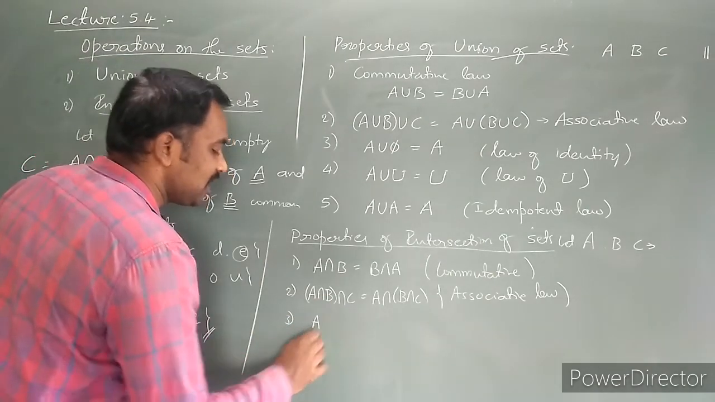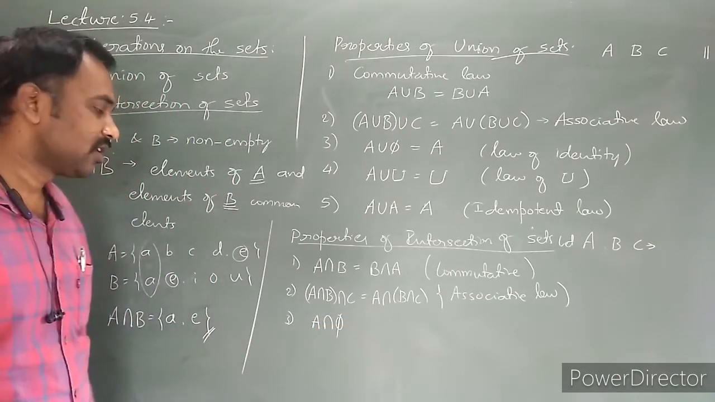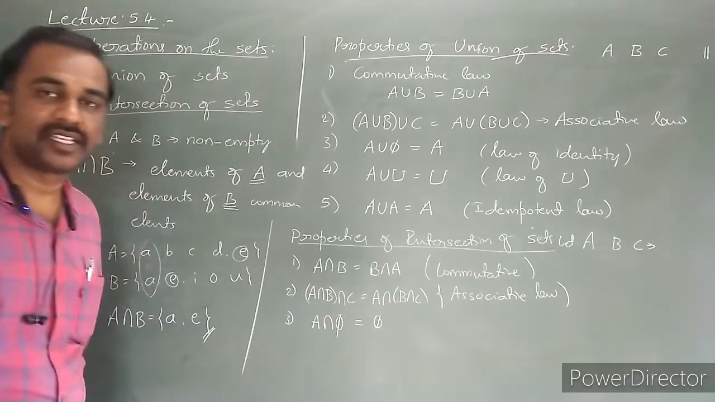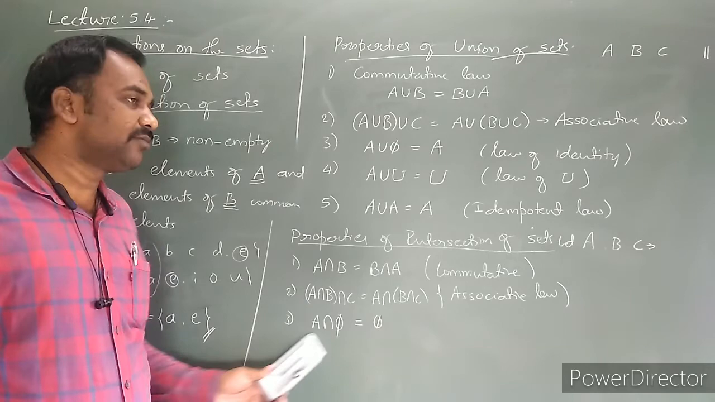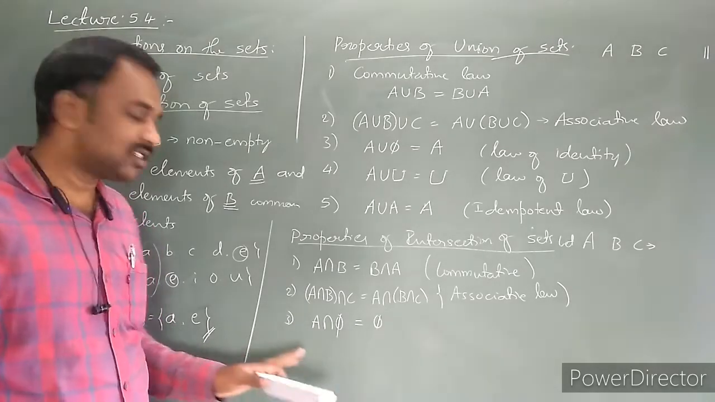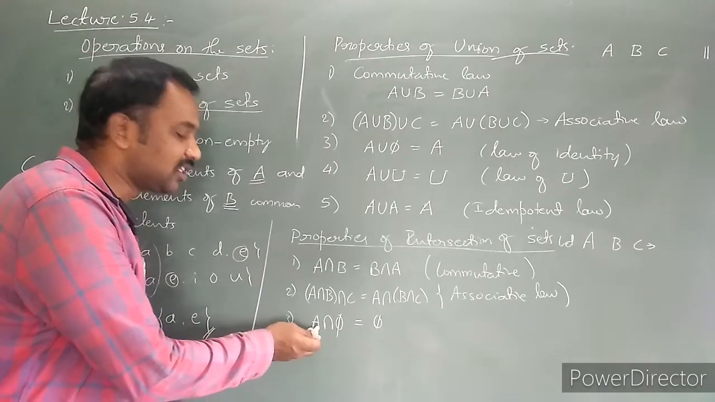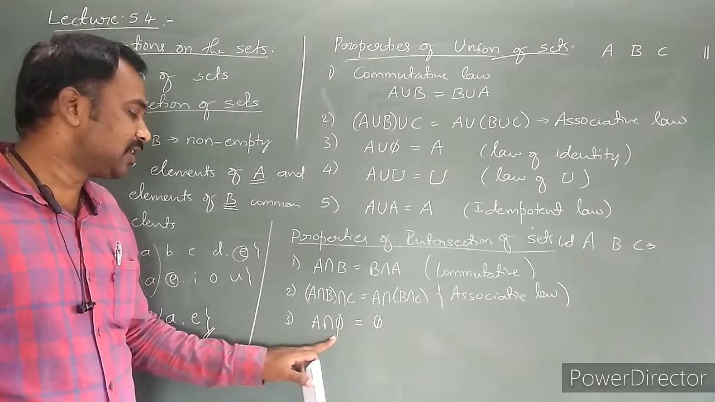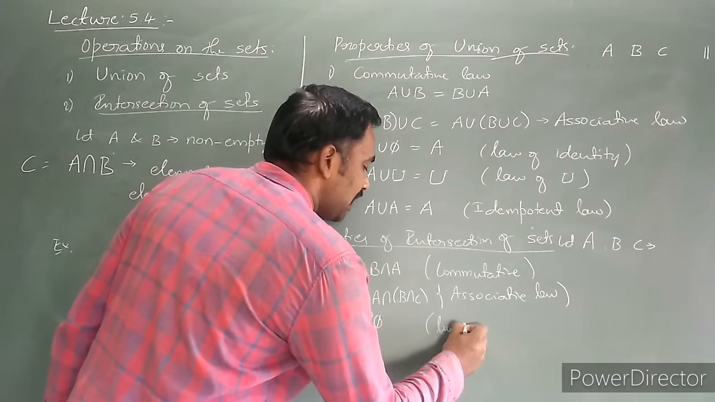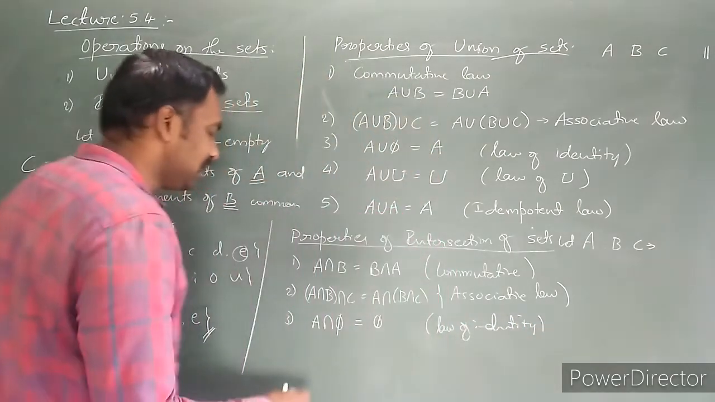Next, A intersection null. What is A intersection null? Can I write it as a null set only? Yes. What is the common element between the set A and the null set? The null set is nothing but there is no element. The null set is a subset, we already know that. So the common element between these two sets is the null set. This is said to be the law of identity.